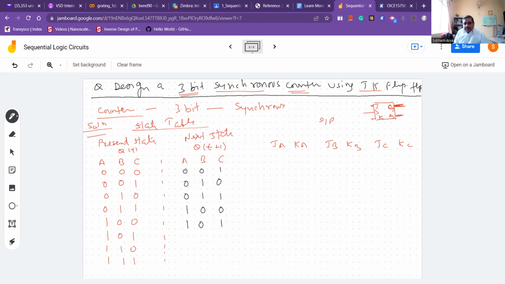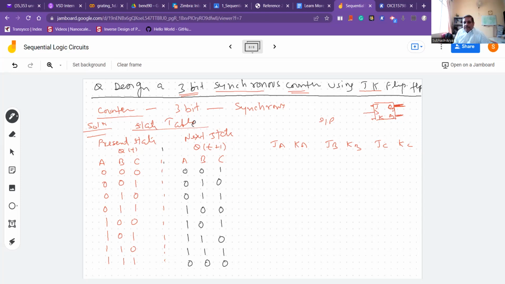If present state is 5, next state will be 1, 1, 0. If present state is 1, 1, 0, that is 6, next state will be 1, 1, 1. If present state is 1, 1, 1, that is 7, it will count again from 0. So this is the present state and next state information given in the state table of the 3-bit synchronous counter.